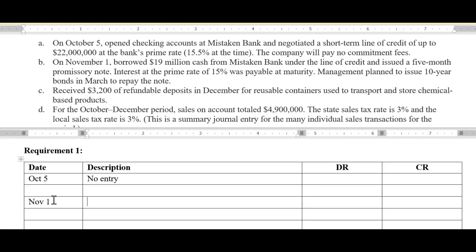So what entry do we need to make effective November 1st? Well, we actually borrowed the funds, so we're going to receive cash of $19 million. And then we need to credit our notes payable because we borrowed those funds on a line of credit. So notes payable for $19 million.